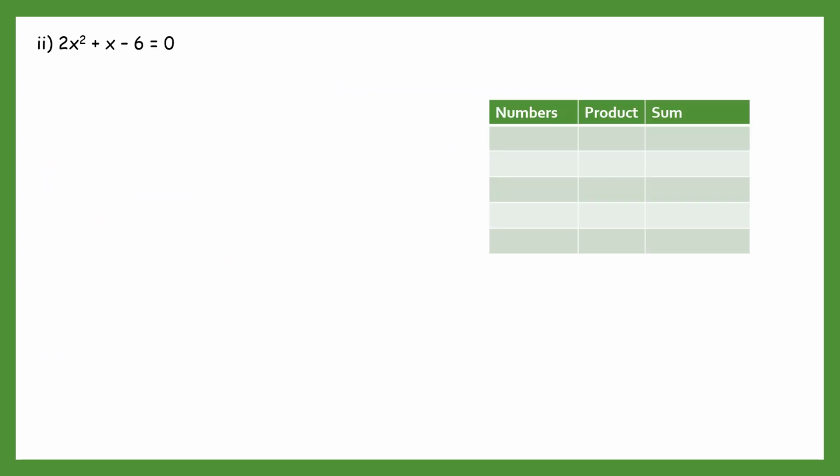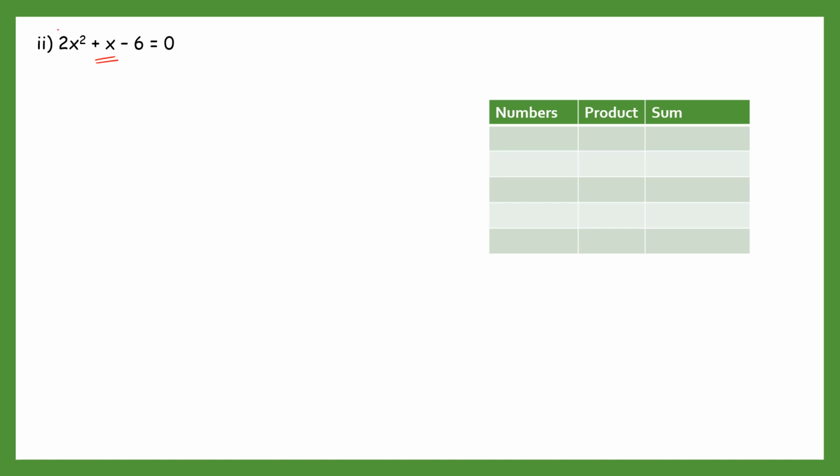Let's solve another problem and understand the method better. The given question is what? 2x square plus x minus 6 is equal to 0. We should factorize this. That means we should find the roots by factorization method. We will use what? Splitting the middle term method. How do you know how to split the middle term?